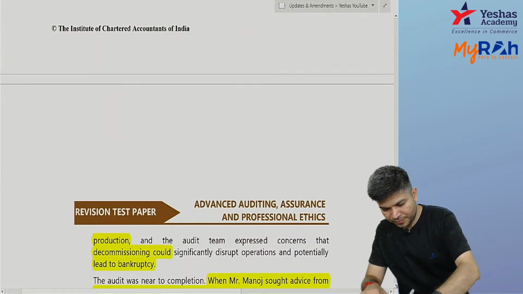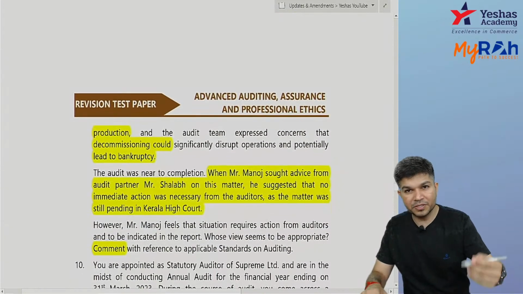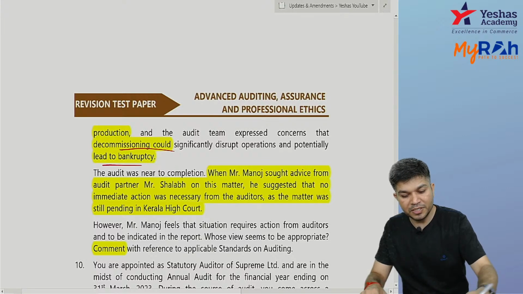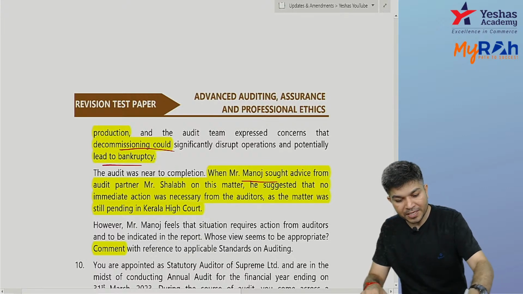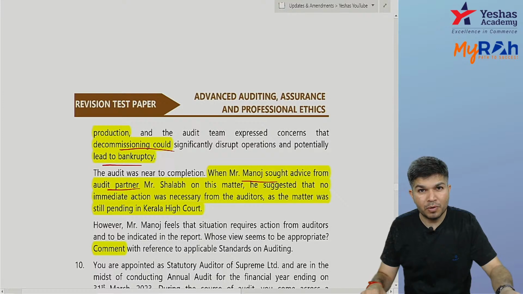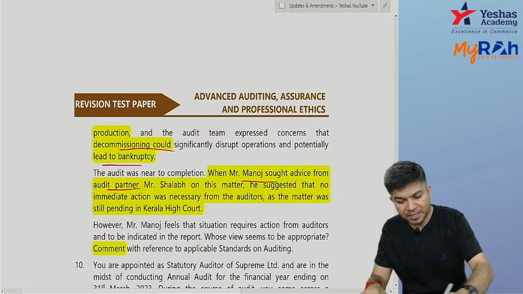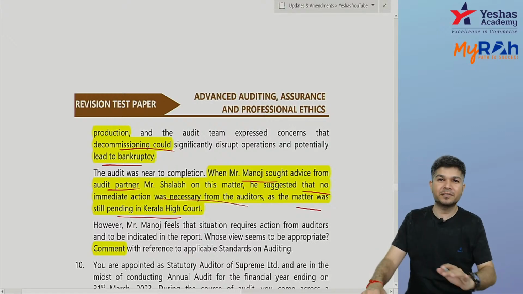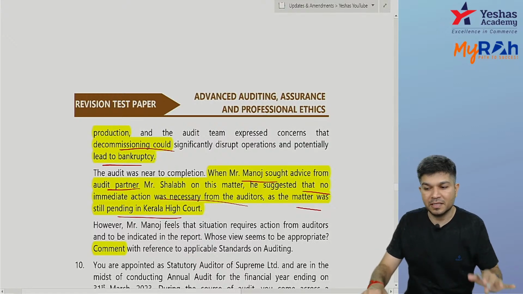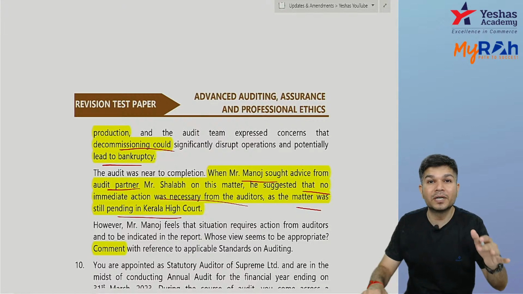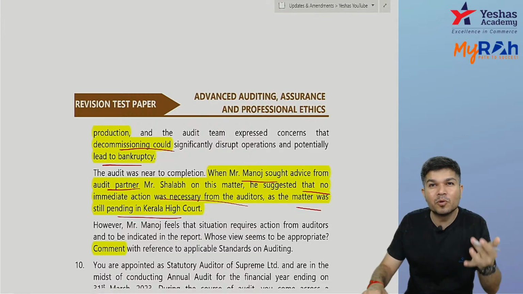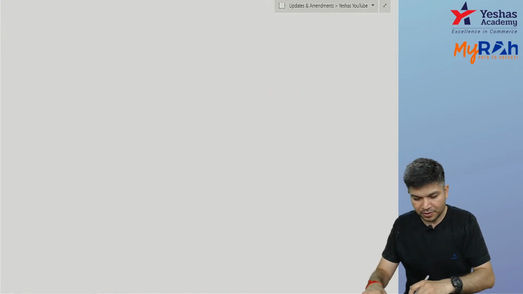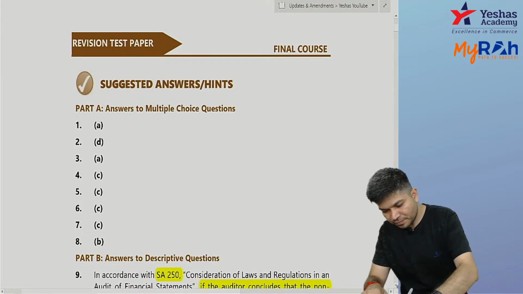Now, 75% of production comes from that plant. Decommissioning could lead to bankruptcy. You asked your audit firm's partner. He suggested no immediate action required because the matter is still pending. Dear, the matter is still pending, understandable, but there's a material uncertainty related to going concern which needs to be disclosed, which they have not disclosed. Okay, so let's go to the solution.